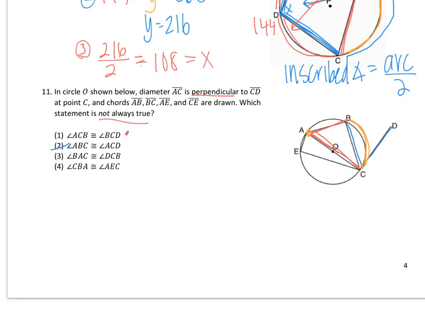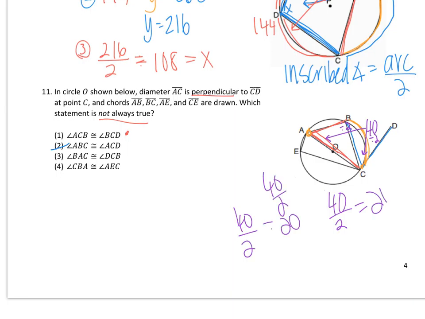And I'll give you an example of this. Say that the arc is 40 degrees. To find inscribed angle here in blue, BCD, we divide by 2. To find inscribed angle here in red, BAC, we also divide by 2. Taking 40 and dividing it by 2, no matter how many times you divide 40 by 2, every time you get 20. So inscribed angles that intercept the same arc are congruent, meaning that choice 3 is now gone, not an option anymore.